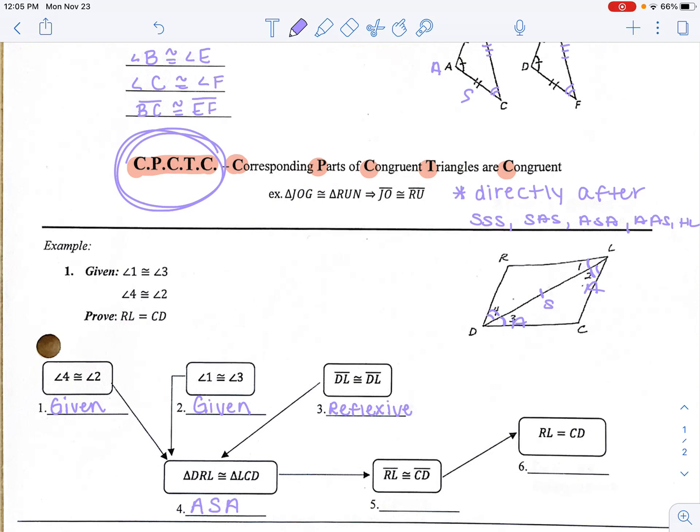Well, what always comes after one of your 5 reasons? CPCTC. Corresponding parts of congruent triangles are congruent. Now this last reason, I'm not going to have you do a ton, but what is the reason from when we go to a congruent sign to an equal sign? That reason is just the definition of congruent, because if something's congruent, it also means it's equal.